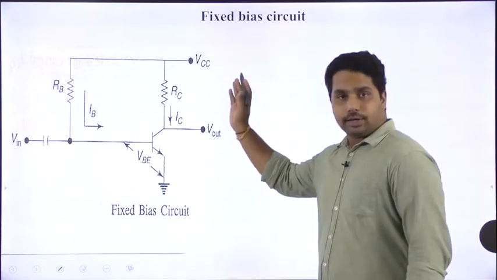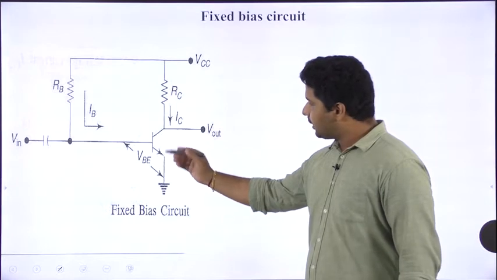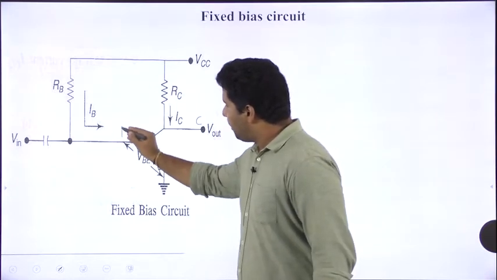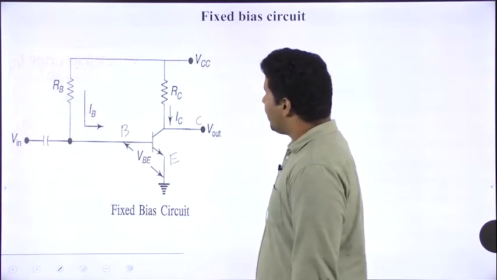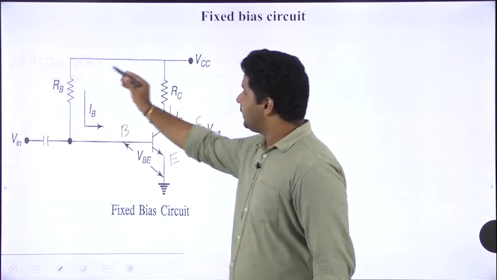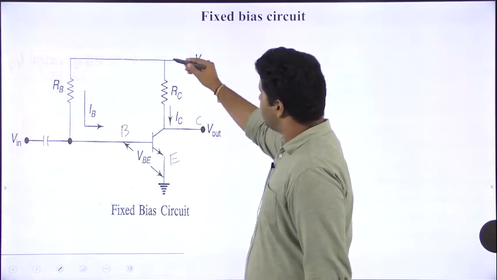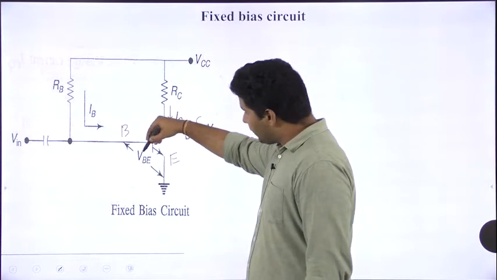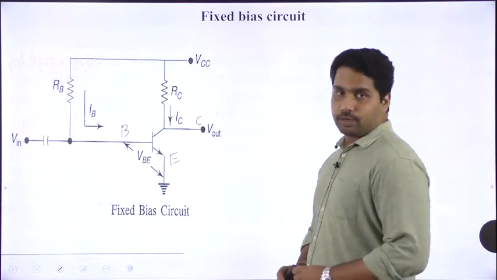The fixed bias circuit is given here. You can see the transistor here, and this is the collector terminal, this is the base terminal, and this one is the emitter terminal. RB resistance is connected from VCC to the base terminal, and RC resistance is connected from VCC to the collector terminal, and here you can see the base to emitter voltage VBE across base and emitter. So this is the fixed bias circuit.